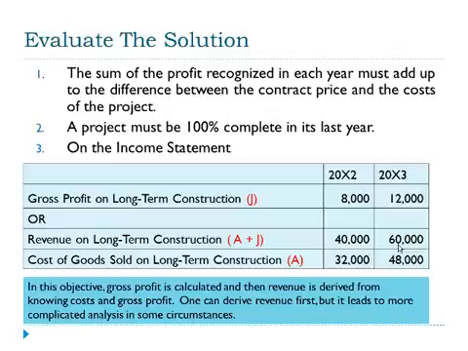In this objective, gross profit is calculated and then revenue is derived, knowing costs and gross profit. One can derive revenue first, but it is a more complicated calculation and requires additional analysis, and so this becomes a much more straightforward way to complete every one of these problems accurately.